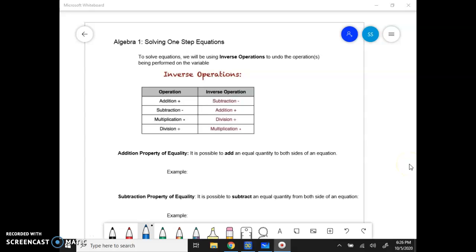Okay, here we go. Algebra 1, solving one-step equations. Right, solving equations, we're here. This is like the crux of algebra. So this is a really important unit for us, so make sure that this is making sense.